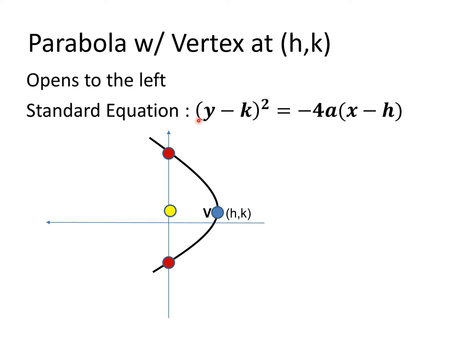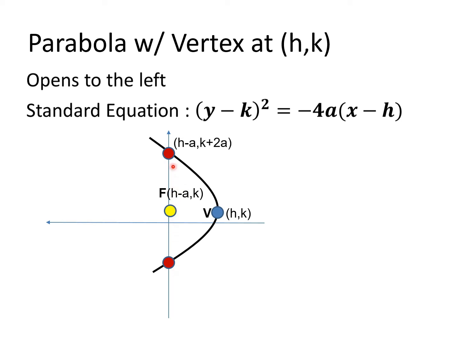This time, the standard equation will be the quantity y minus k squared equals negative 4a times the quantity x minus h. So this is our vertex and this is our focus. From the vertex (h, k) going to the focus, the distance is a, to the left. So our focus will have the coordinates h minus a, k. For either of the endpoints of the latus rectum, it is the y-coordinate of our focus that changes: either we add 2a or we subtract 2a.